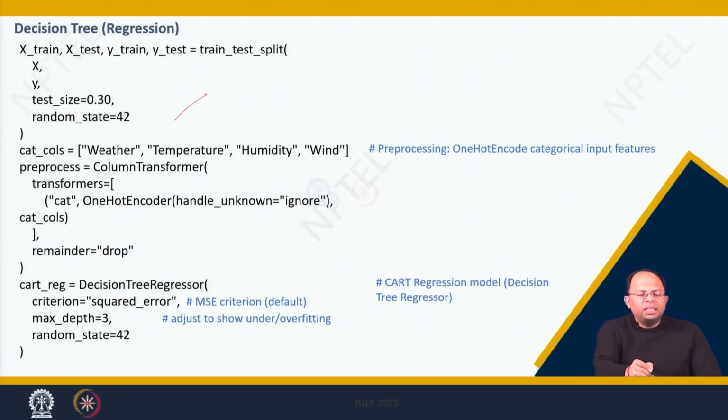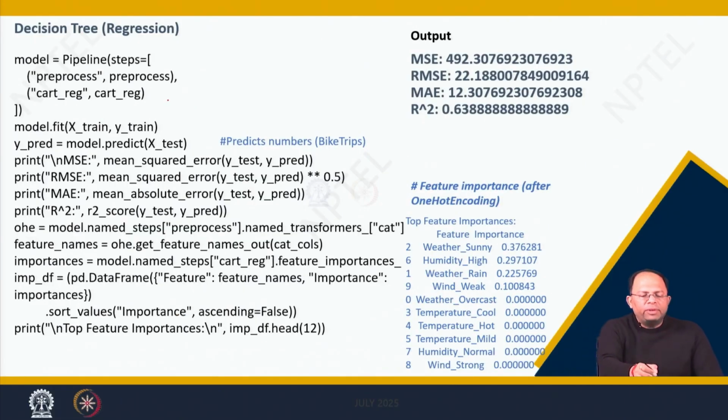In the same way we are splitting the data for training, then we are using column transformers, we are using one-hot encoder, we are encoding the values, and then we are calling the decision tree function where the criterion is squared error instead of Gini, max depth is 3, and random state is 42. Finally we have the pipeline here, and then we can fit the model, and once we have fit the model, we can predict for X test, the test part.